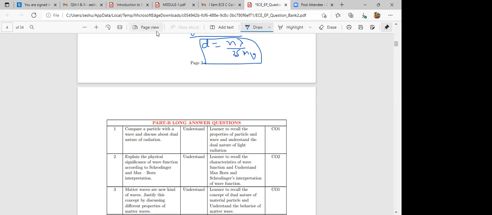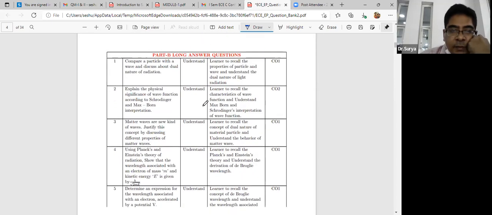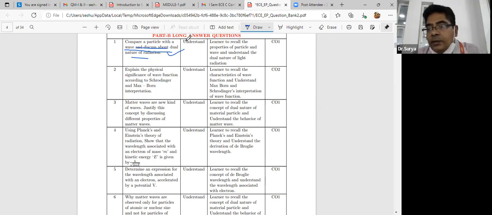So next, let us go for long answer questions. Compare a particle with a wave and discuss the dual nature of radiation. You have to explain the dual nature of matter waves. I think it is there in the notes. So you have to explain wave-particle duality here. Is that clear?